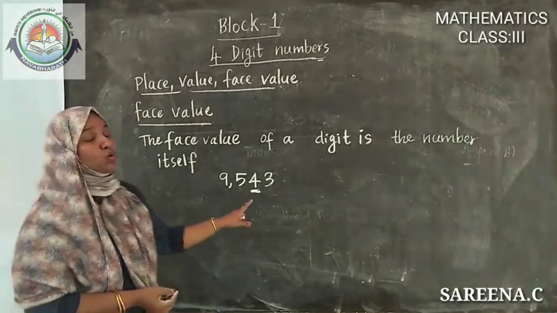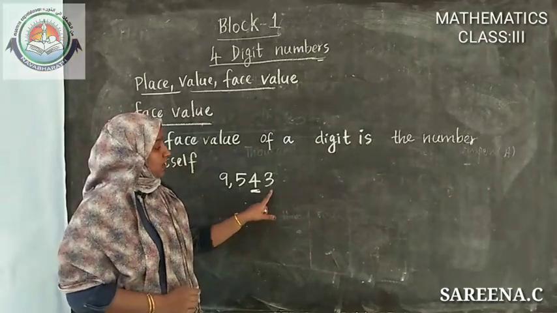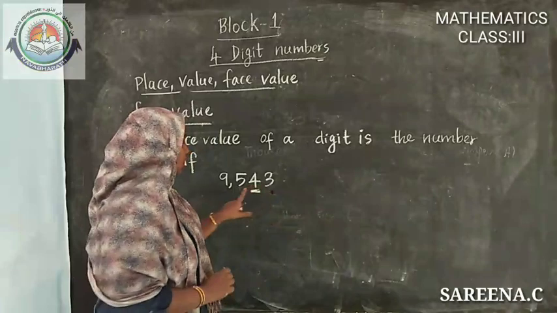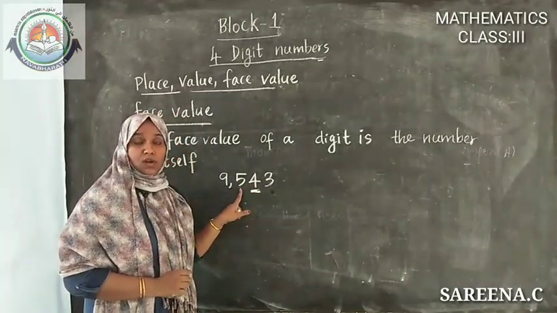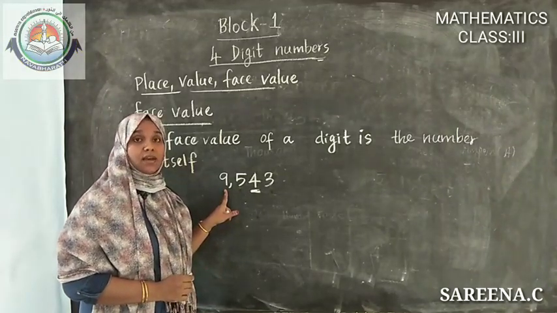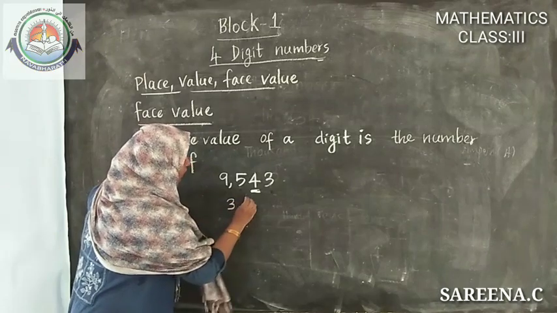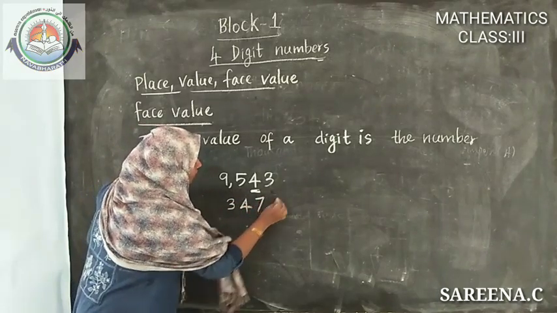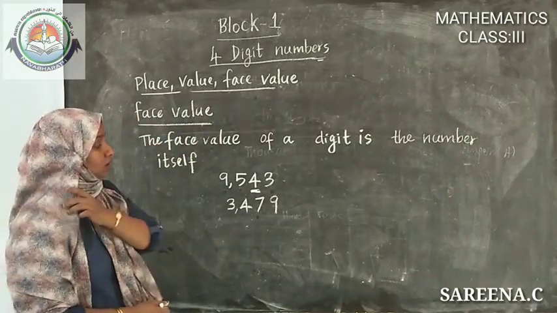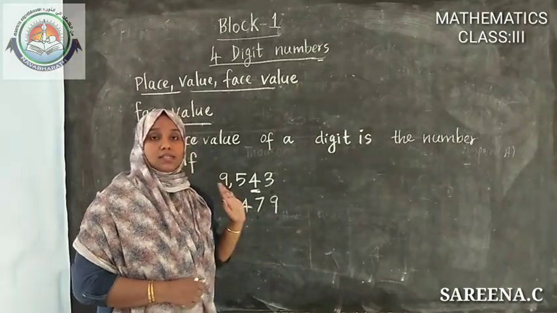The face value of 4 is 4 itself. The face value of 3 is 3 itself. The face value of 5 is 5 itself. And face value of 9 is 9 itself. We can see one more example. 3, 4, 7, 9. Here the face value of 9 is 9 itself.